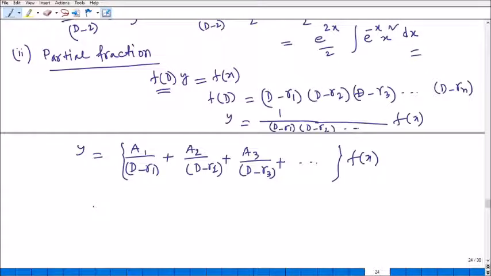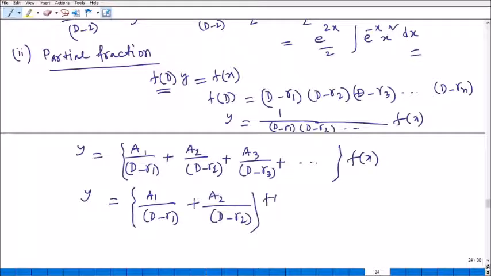Now for second order differential equation, we can write a1 by d minus r1 plus a2 by d minus r2. This is operating on f of x, because for second order differential equation it has only two terms, d minus r1 into d minus r2, two fractions. This is for second order differential equation.